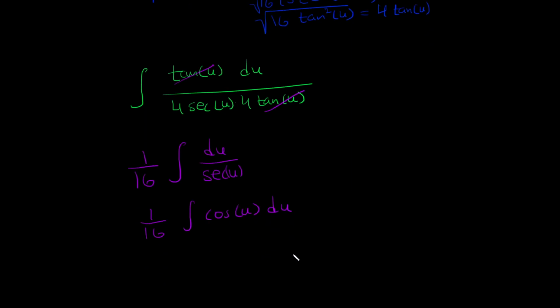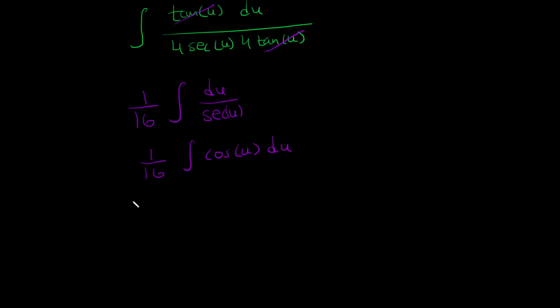Now I'm going to integrate this. So the antiderivative of cosine is sine. And then don't forget to add a constant here. And recall that the substitution that we made was t equal to 4 secant u. But we want to solve for u. That means that secant of u is t over 4.